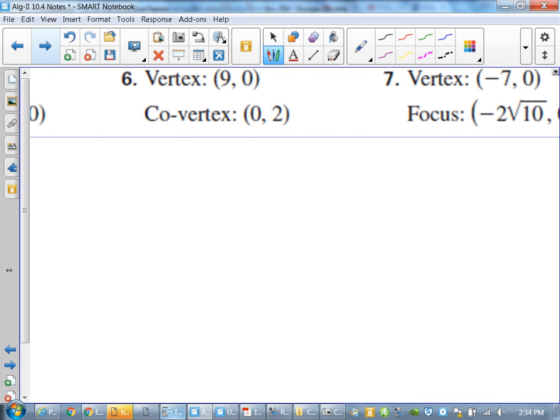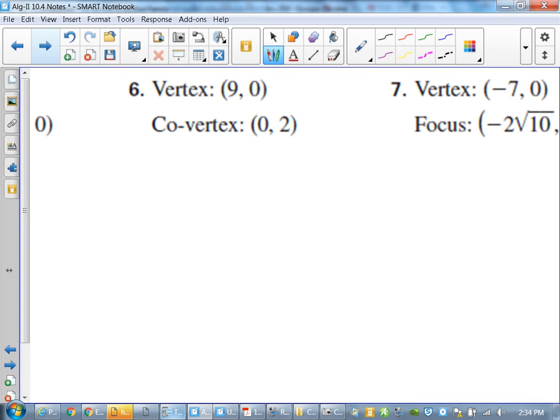Let's do this one. If I have a vertex at 9, 0, and a co-vertex at 0, 2, which way is this stretched? Left and right, very good. It's stretched left and right because 9 is bigger than 2. And it's the x value, very good. So if this is 9 and this is 2, it's going to do this. Wow, that's really bad, but you get the idea.